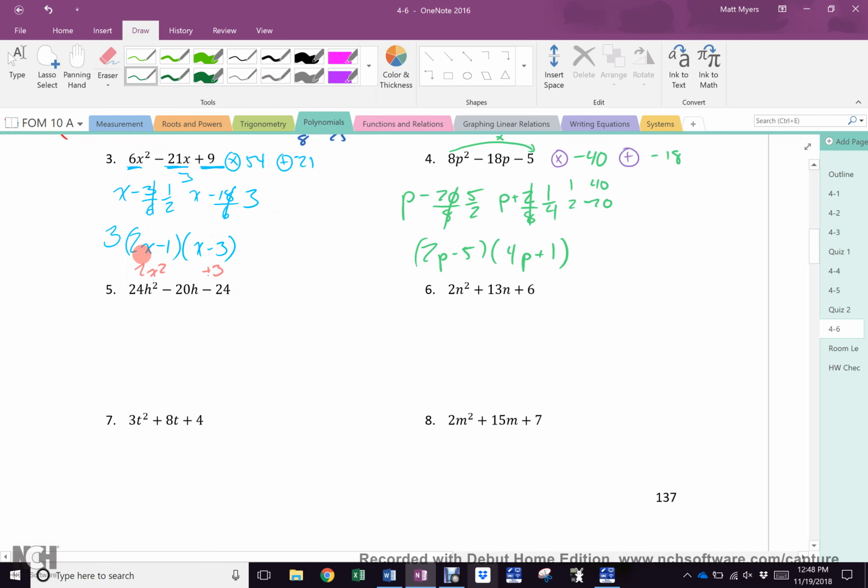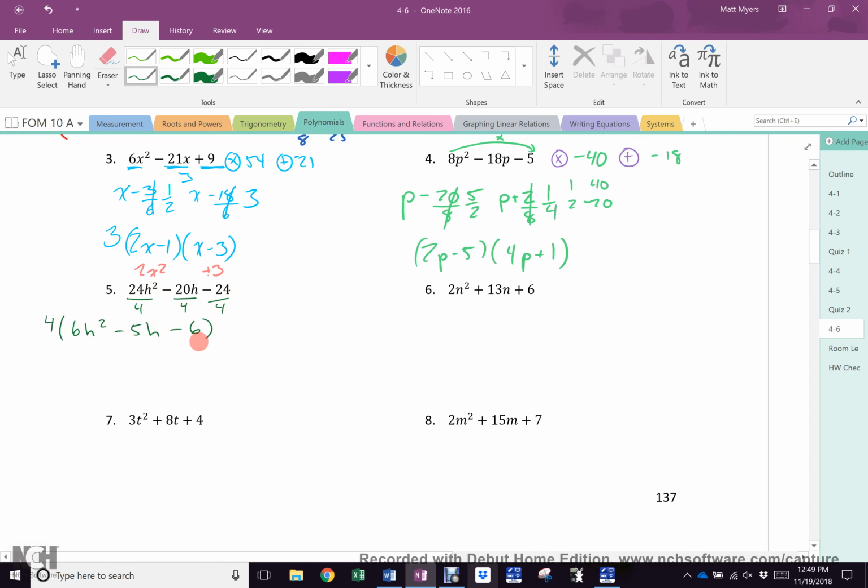What don't I like about number 5? I don't like that 24. But 24 times 24 is a big number. But I notice, wait a minute, doesn't that all divide by 4? Yeah. So what goes to the front? 4. What does my trinomial now become? 6h squared minus 5h minus 6.